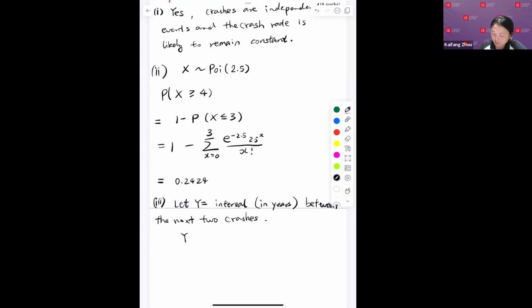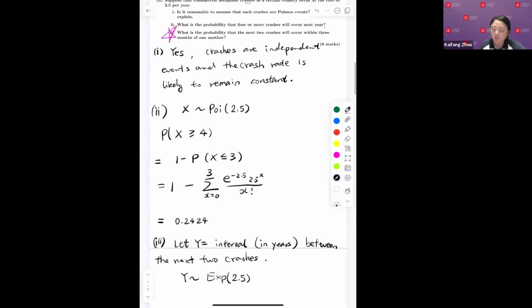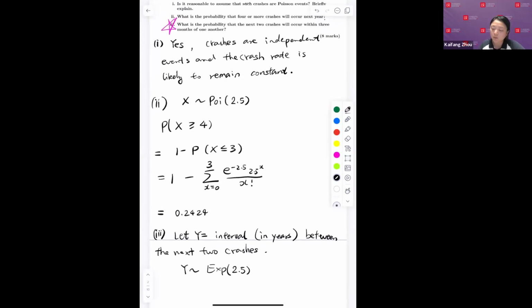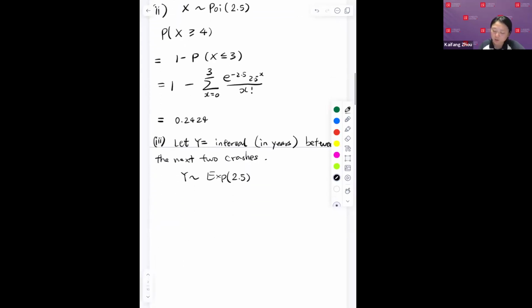In this case, Y follows the exponential distribution with the rate equal to 2.5. Then, what is the probability we need to calculate? We need to calculate the probability that the next two crashes will occur within 3 months of one another. Three months is a quarter of a year.